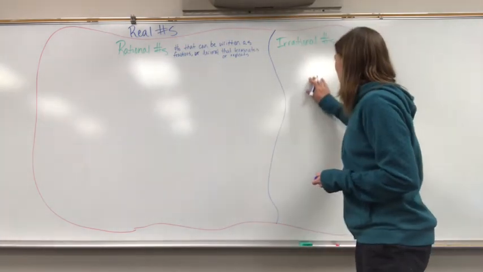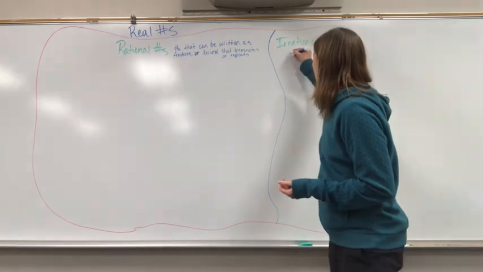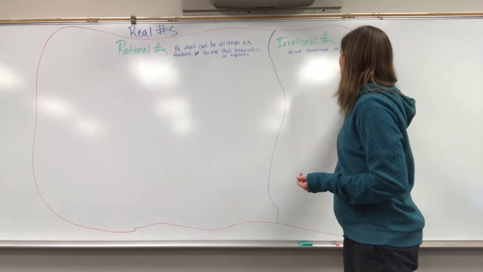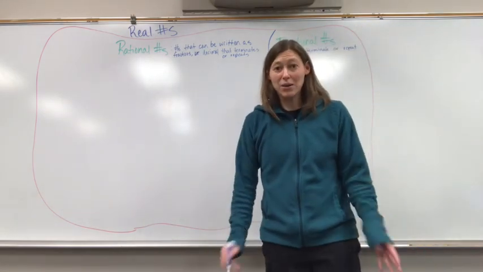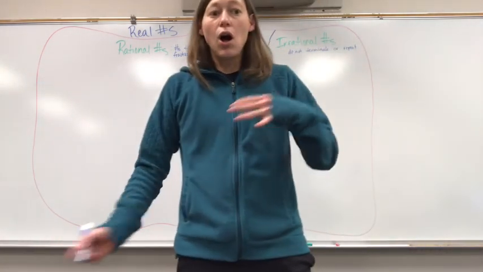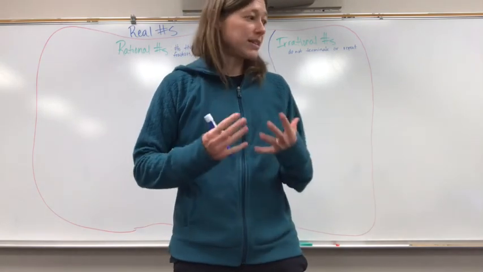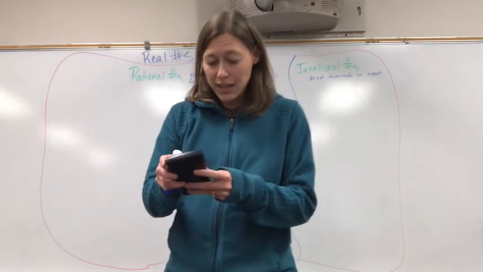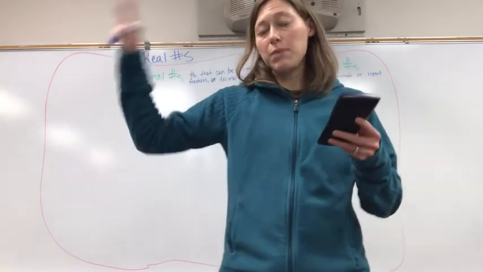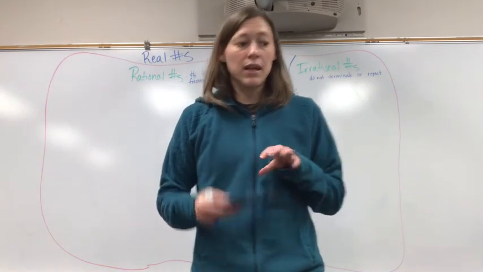Okay, irrational numbers would be numbers that do not terminate or repeat. This would be something like pi. You know how pi goes on and on forever, but there's no pattern. So pi is an irrational number. Also, if you take the square root of anything that is not a perfect square, that's an irrational number. For instance, if we take the square root of 7, it is 2.64575131. It keeps going on and on forever, but there's no pattern. So the square root of 7 is an irrational number.